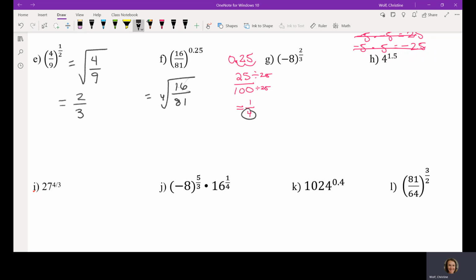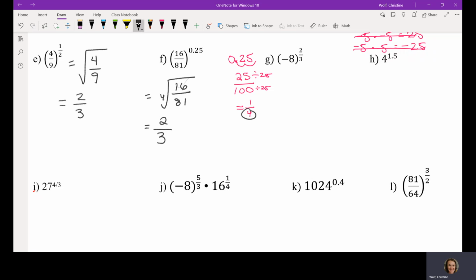So then you just ask yourself, okay, what's the 4th root of 16? Meaning, what times what times what times what, 4 times, which is the identical number, gives us 16? 2, thank you. And down low, what times what times what times what gives us 81? 3. And you are done.